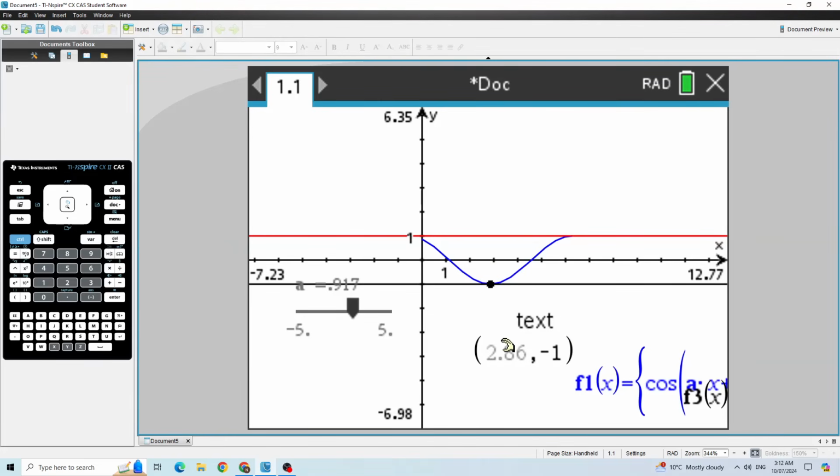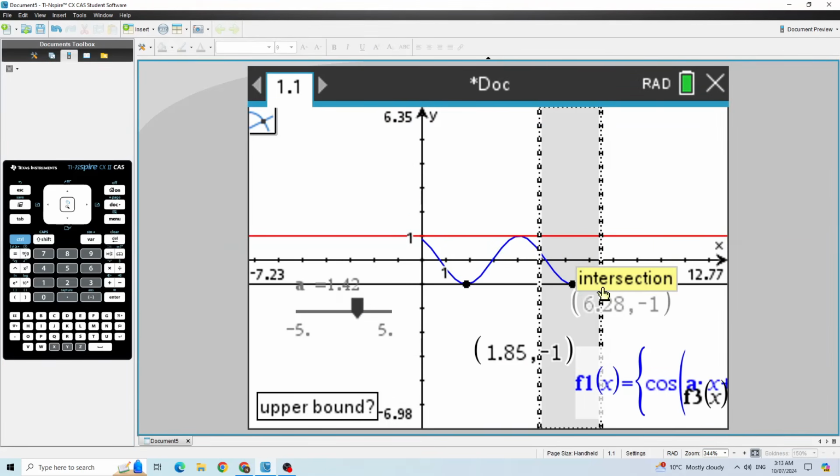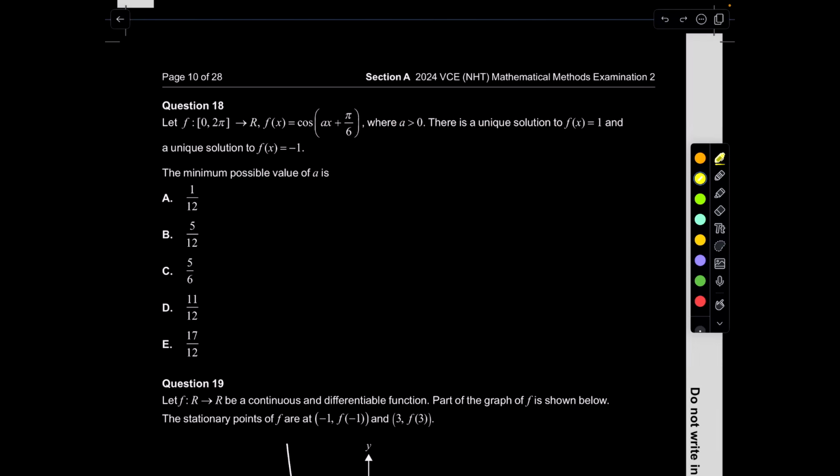So D looks like our answer, but let's also check 17 on 12, to see why it's not that. Looking at this one over here, we have a unique solution for f of x equals 1, so that's good. But there's a problem. At f of x equals -1, there is no unique solution. It intersects it twice, here and here. You can see that. If I go here, there it is. Yeah, it intersects it twice. So our answer is basically D. So 18 is D.